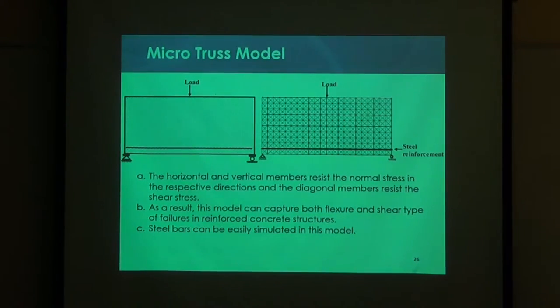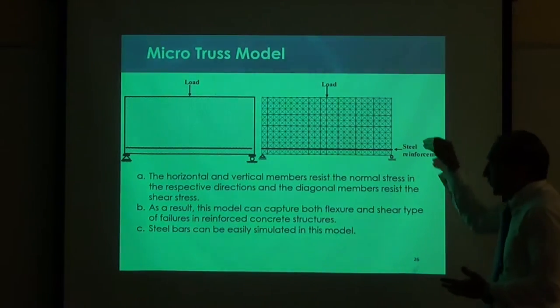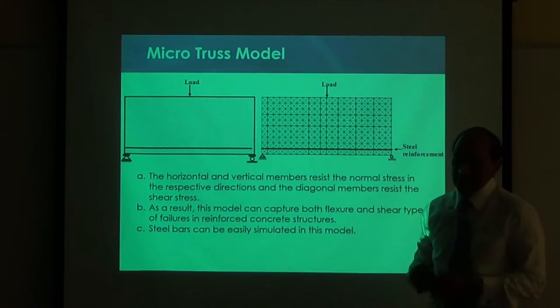Some of these will have tension. Some of these will have compression. There will be no shear, there will be no bending moment because these are all trusses. So the next step is that if you apply a small load, you do the analysis.